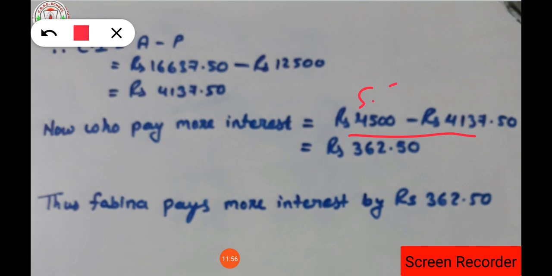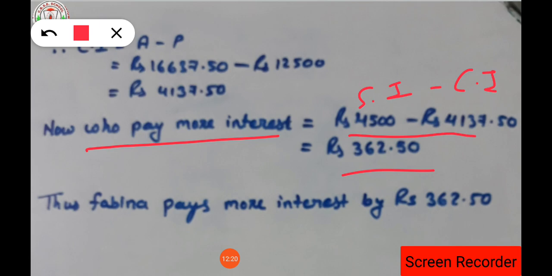This is the SI value and this is the compound interest value. So both values will be subtracted. Why are we subtracting this? Because in the question it is asked who paid more interest among these two girls, Fabina or Radha. So after subtraction, what will we get? We will get 362.50 amount.